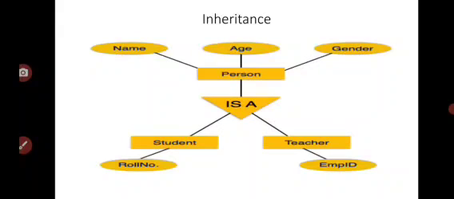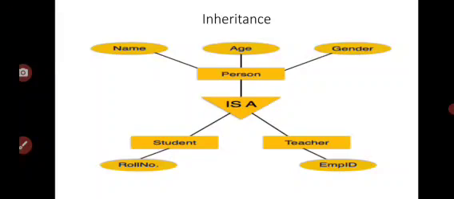Now the person is a student. Student is an entity and teacher is an entity because the entities are represented by the rectangles. So the student is having an attribute, that is roll number. What is the attribute for student? Roll number. Then teacher is having the attribute that is employee ID. So the attributes for the entities are represented by the oval shaped symbols. Is it clear? Okay.